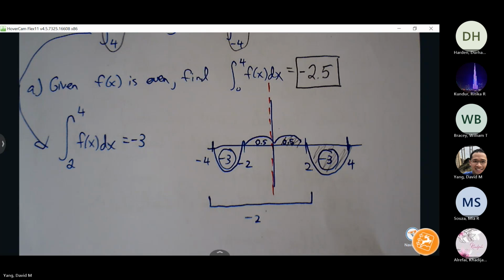Also, you're going to start with the shorter interval no matter whether it's even or odd. The shorter interval is always the first thing. Okay, so now it's an even function. What can we say about the other side?